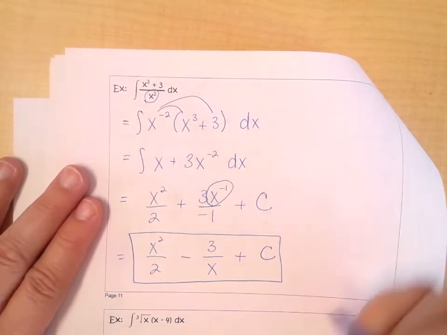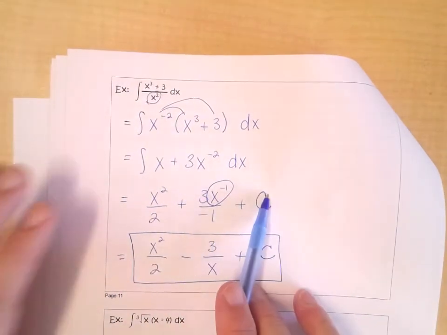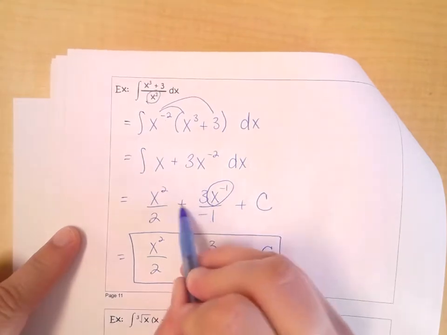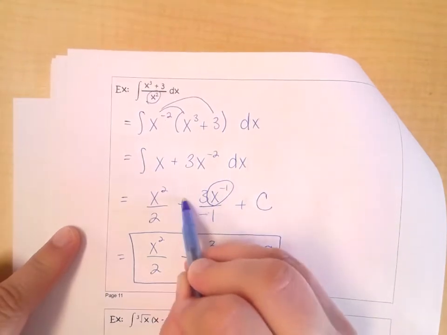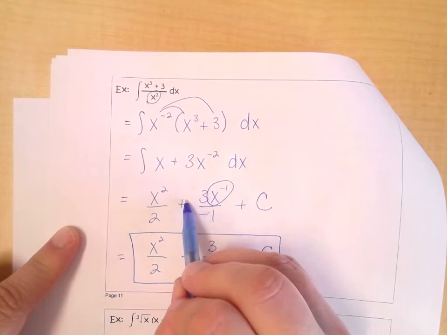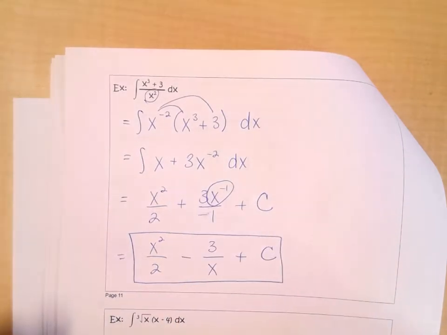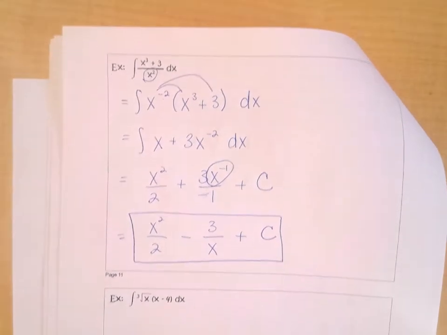In a test situation, you could leave it like the last step. However, I do hope that you would put a negative here instead of having a plus negative, or a minus here instead of having a plus negative. All right, keep going. Try the next one on your own.